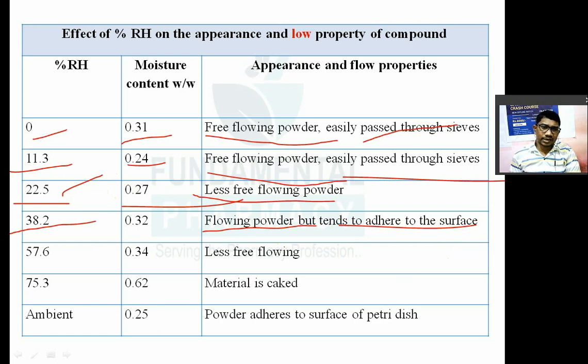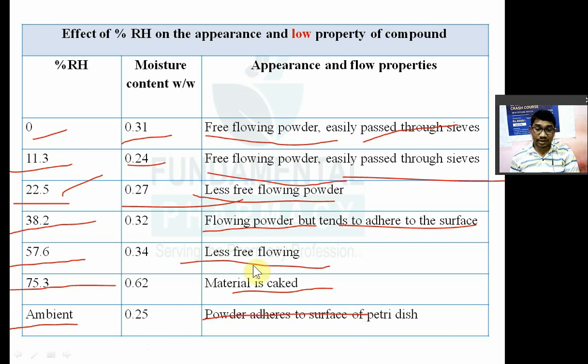If relative humidity is increased up to 57.6%, it is less free flowing. Again, if you increase the relative humidity to 75.3%, the material is being caked, इसका केक बन जाए. At ambient 100% humidity, powders adhere to the surface of the petri dish. So that is the effect of relative humidity on the appearance as well as flow properties of powder.